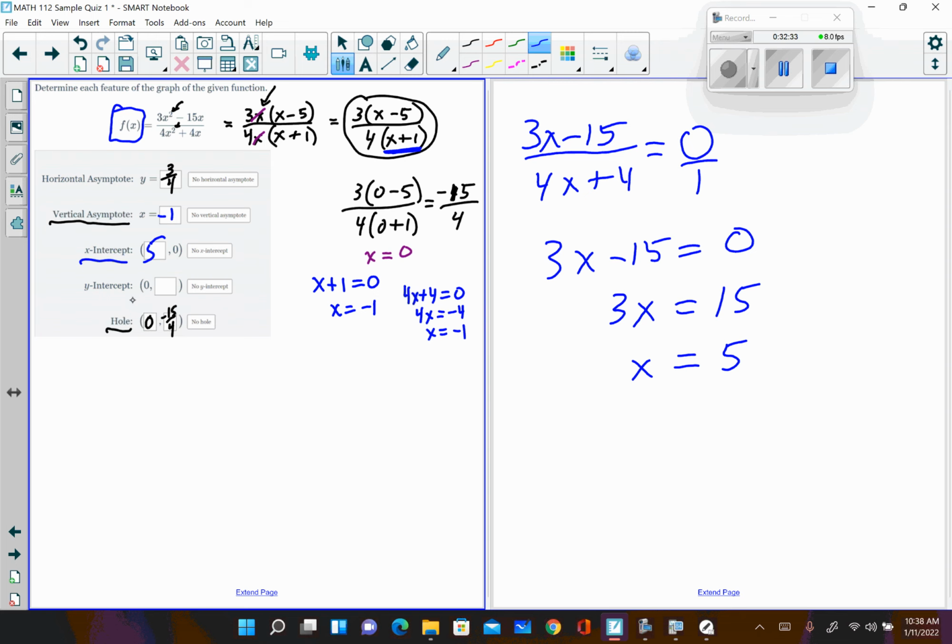Y-intercept is when x is 0. And we already found out that when x is 0, there's a hole in the graph. So we have to say there's no y-intercept. Ordinarily, we find the y-intercept by replacing x with 0. If you do that, you'd have to go back to the original. You'd get division by 0, which is impossible. So there is no y-intercept.